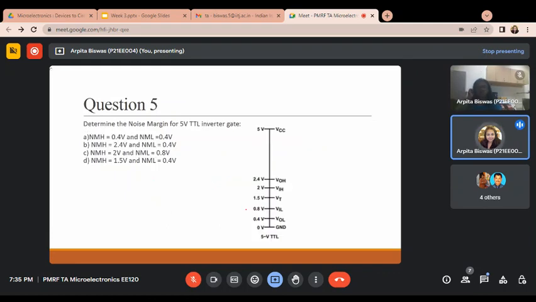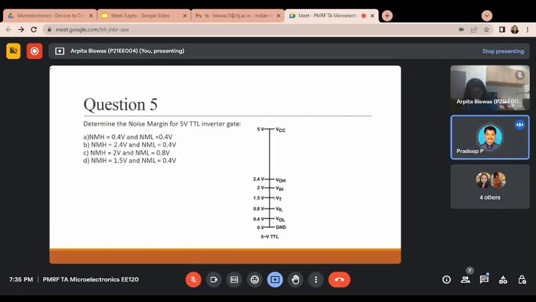So this is the next question. Question number 5. Determine the noise margin of a 5 volt TTL inverter gate, and these are the options. Noise margin high equal to 0.4 volt. Noise margin low is 0.4. Noise margin high is 2.4. At first you have to calculate. So calculate this one, and then we are going to explain. Just calculate noise margin high and noise margin low from this figure.